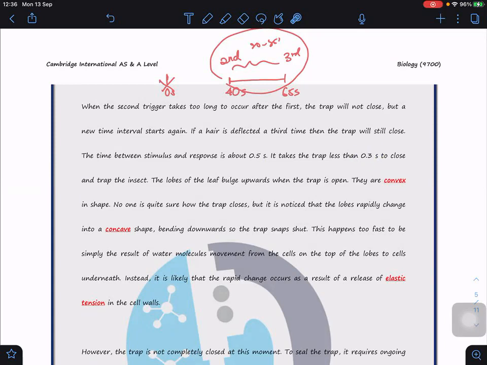Again, it's quite long, 0.3 seconds. Basically it means 300 milliseconds. Yeah? Look at it, okay, to close and trap the insects.